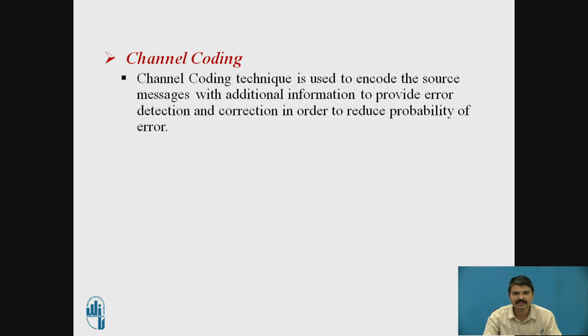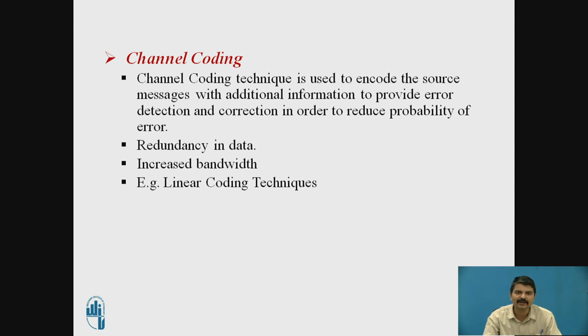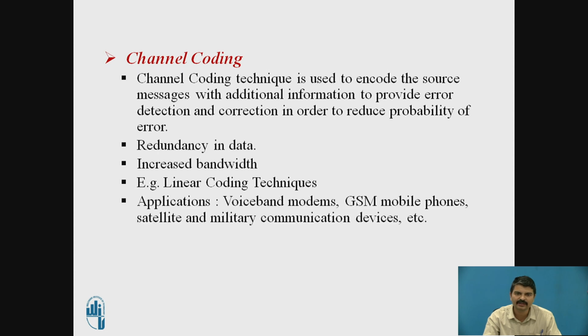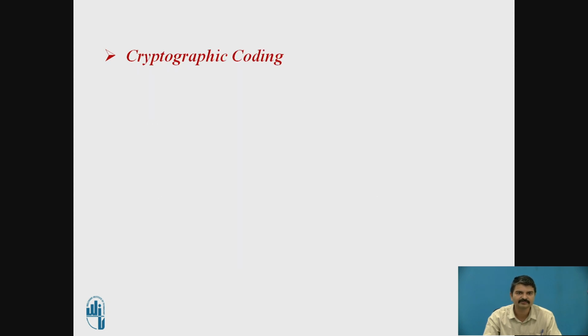Channel coding. Channel coding technique is used to encode the source messages with additional information to provide error detection and correction in order to reduce the probability of error, in which redundancy of the data is added, and with the help of this coding, what we get is an increase in the bandwidth. For example, linear coding technique. What are its applications? Applications such as the voice band modem, GSM mobile phones, satellite and military devices, etc.